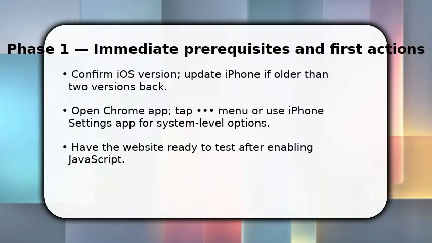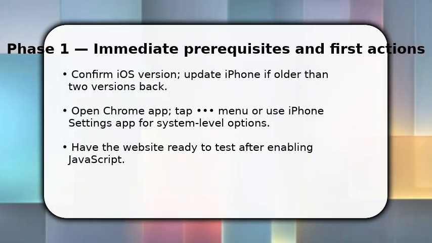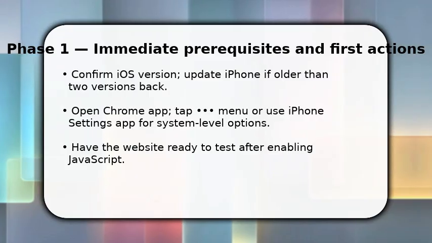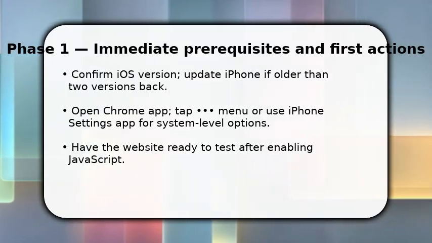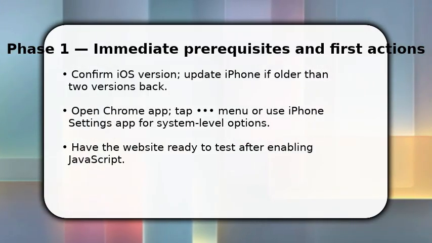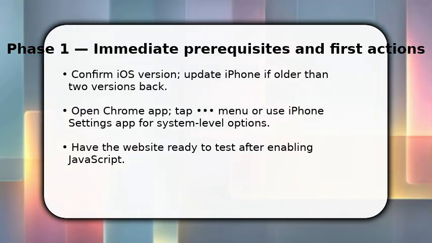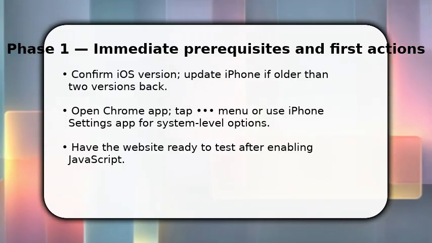You'll start inside the Chrome app, but first make sure your iPhone is reasonably current. Older iOS can behave differently. Open Chrome, then tap the three dots at the bottom right to find settings quickly. Once done, scroll to find Privacy and Security or Site Settings. This is where the JavaScript toggle lives.